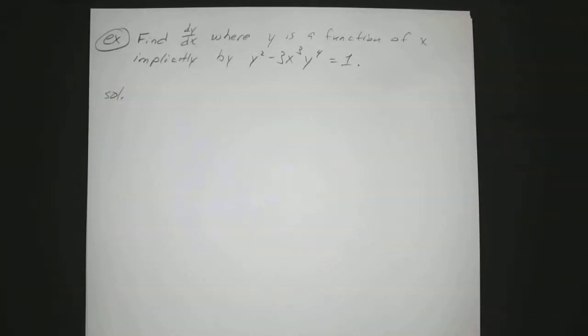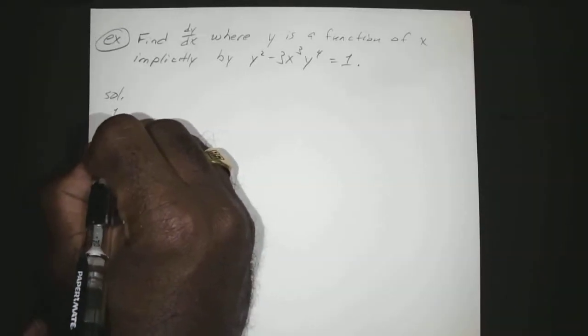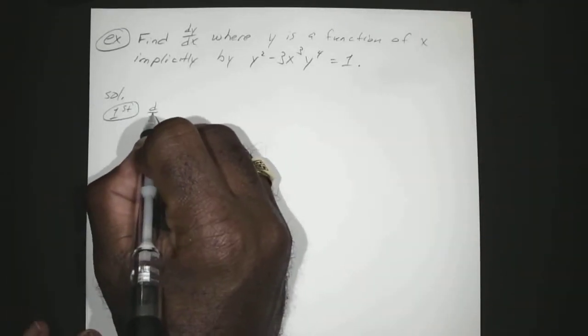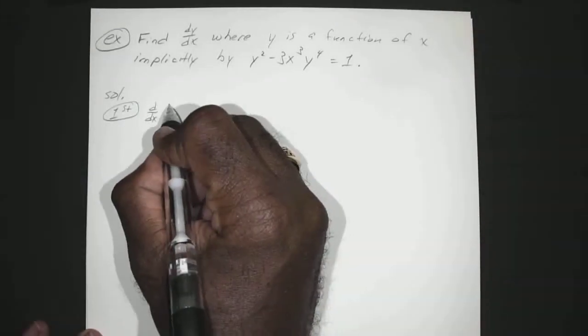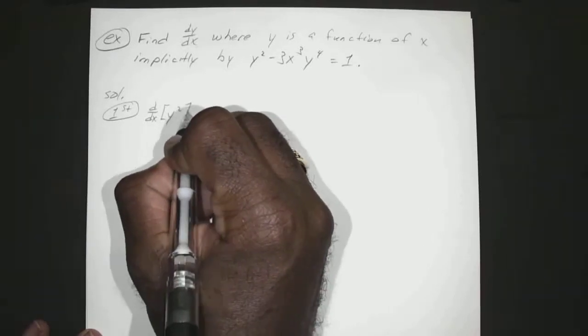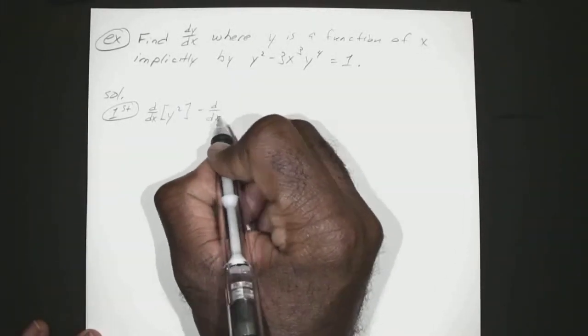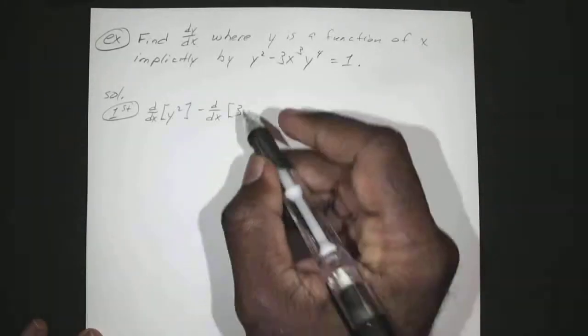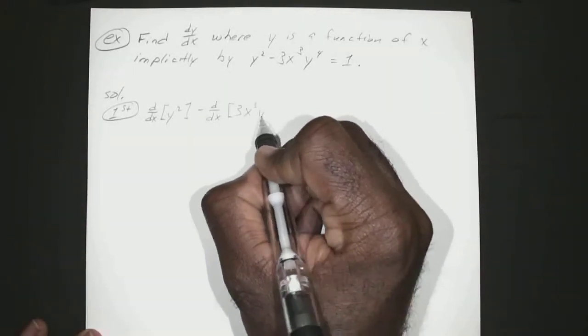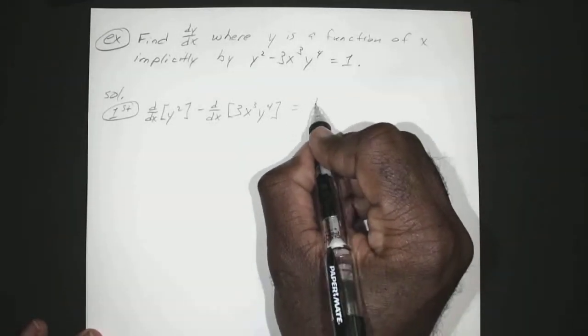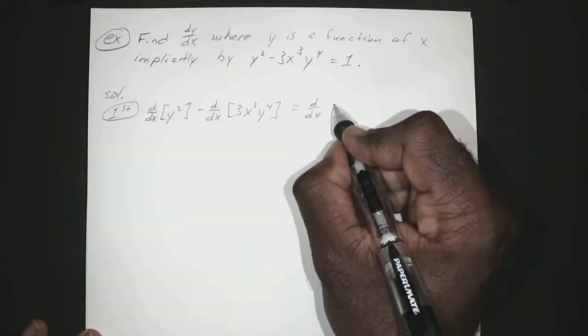Okay, so the first thing you want to do is differentiate both sides. So you have the derivative with respect to x of y squared minus the derivative with respect to x of 3x to the third y to the fourth equals the derivative with respect to x of 1.